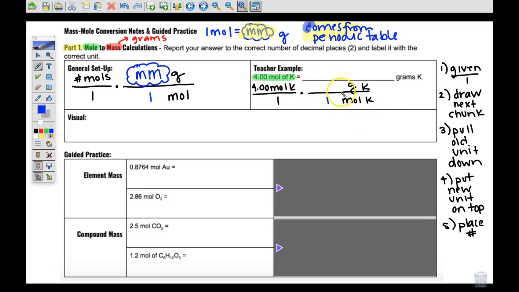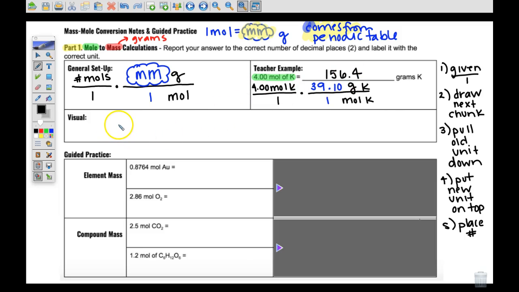And in order to get the number for the top part, or the grams, I'm going to have to refer to my periodic table. So after finding potassium on the periodic table, which is element number 19, I see that the bottom number is 39.0983. I need to round that to 2 decimal places, so this rounds to 39.10 grams. Now, because both of these numbers are on top, I'm going to multiply 4 times 39.1. And my final answer is 156.4 grams of potassium.